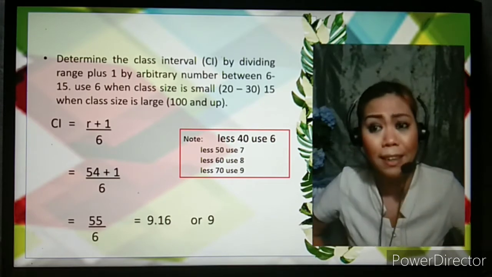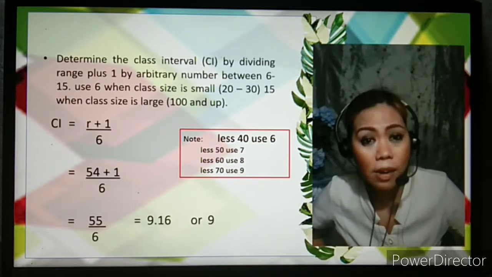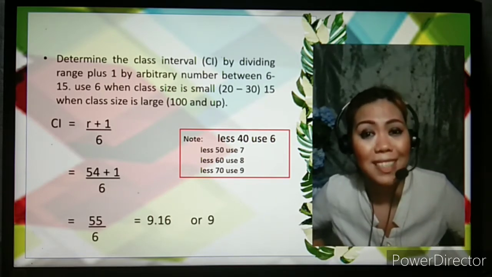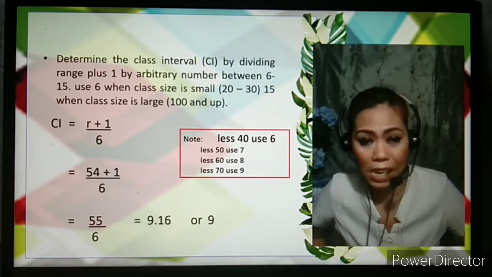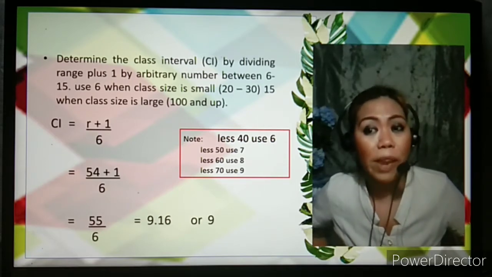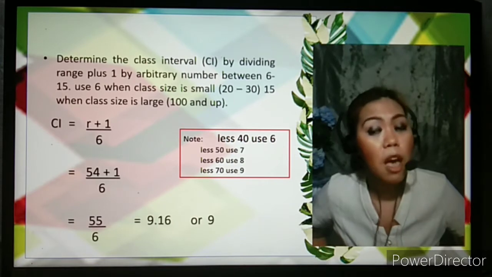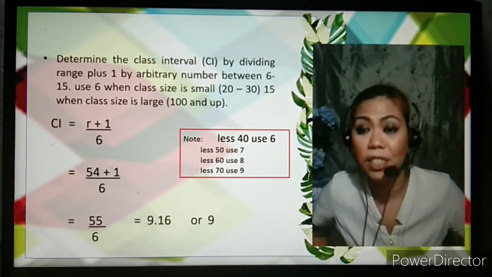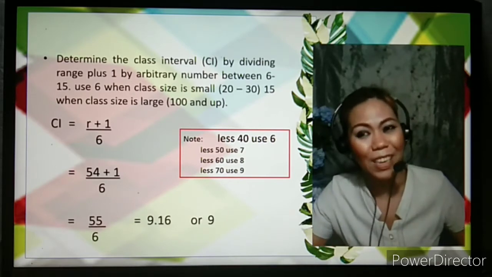So here's the formula. Class interval equals R, that is the range, plus 1, over 6. Note, we use 6 because it is less than 40. So let's continue. The range is 54, 54 plus 1, so it becomes 55 over 6. So it equals 9.16, or we just have to take it as 9. Did you get it? Okay, there you go. Thank you.